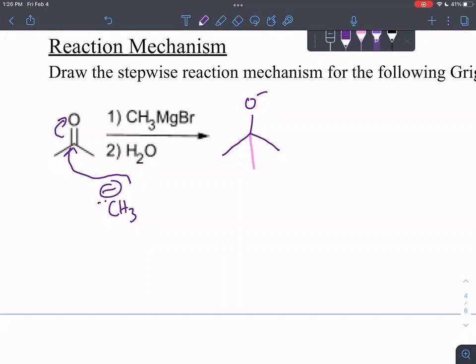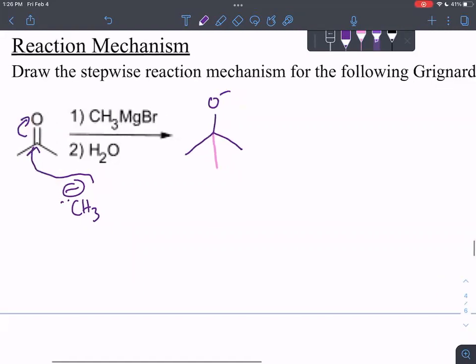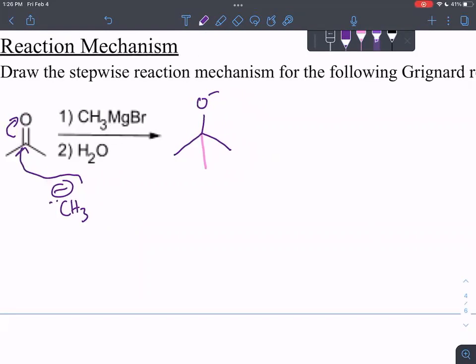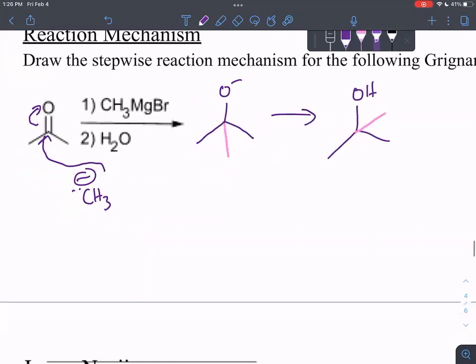So we get this as an intermediate, and then we have H2O as our second step. So what happens? Our final result is just what? A tertiary alcohol. Yeah, we just get a tertiary alcohol. It's that simple. I love Grignards. Science is amazing.